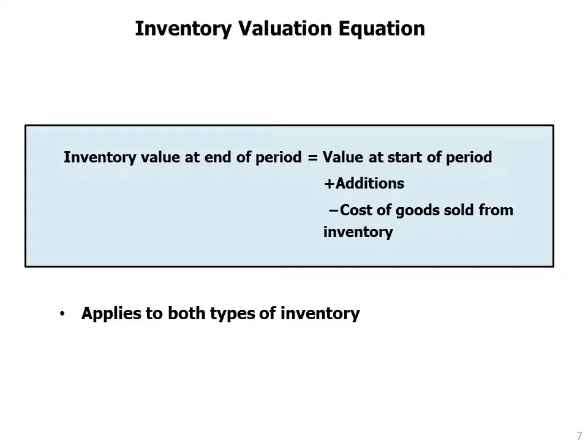A really important equation is the inventory valuation equation, and we will see this equation in one form or another throughout this course. The value of inventory at the end of the period is given by the value at the start of the period plus the value of new additions to the inventory minus the cost of goods sold from the inventory. This equation applies to both types of inventory. So the value at the end of the period equals value at the start plus additions minus cost of goods sold from inventory.